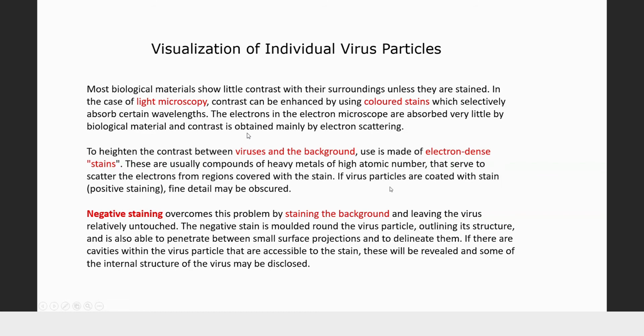So what is the intervention for that? Instead of using a positive stain, for us to study the virus particle, we have to use a negative stain. Okay, so negative stain overcomes this problem by staining the background and leaving the virus relatively untouched. The negative stain is molded around the virus particle, outlines its structure, and is able to penetrate between small projections and delineate them. If there are cavities within the virus particle, they are accessible to the stain. This will reveal some of the internal structure of the virus.